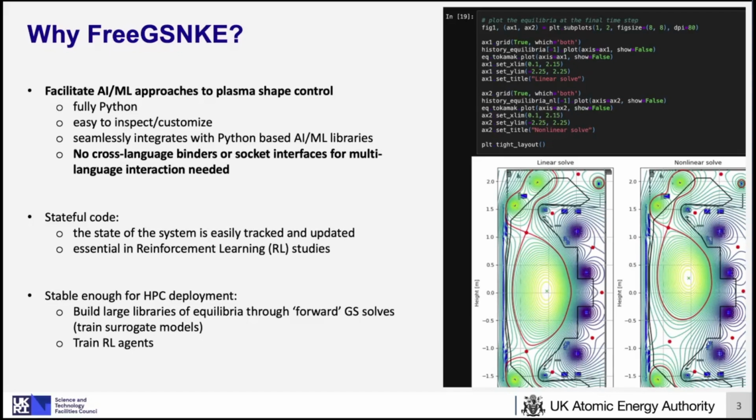Something that we targeted also quite explicitly was to have a stateful code. So we wanted a code that we can always use to restart a simulation from a point in a previous simulation, where the system can be easily tracked and updated. And we wanted a code that would be stable enough for HPC deployment. And that is, of course, the case when you want to train reinforcement learning agents, but also if you just want to build large libraries of equilibria to do surrogate model training, then you need something that is reliable enough to go on HPC and doesn't need a lot of human babysitting in a way.